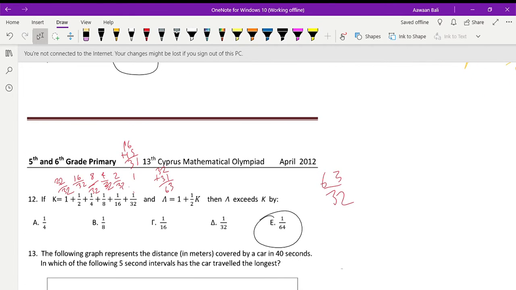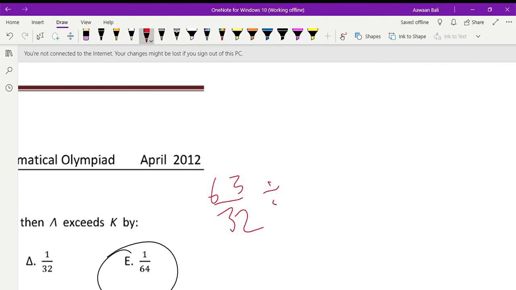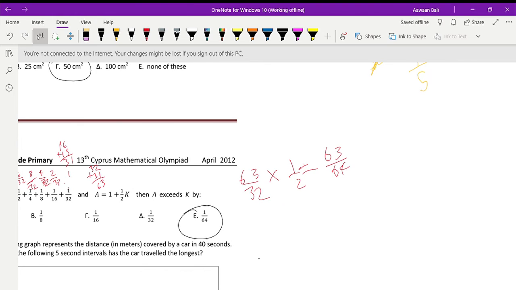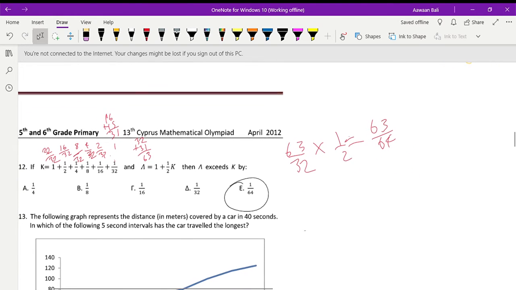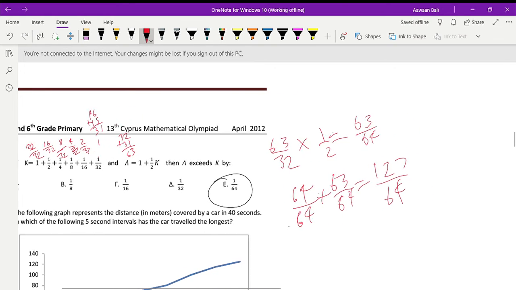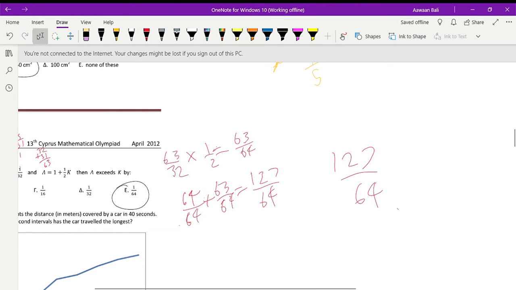So that's K. But now it says L is 1 plus half of K. Is 1 plus the half of K. So that means when you're dividing by 2, you're multiplying by the half, basically. So we would have 63 upon 64 plus, and then we have 1 itself. So 64 upon 64 plus 63 upon 64 is equal to 127 upon 64.